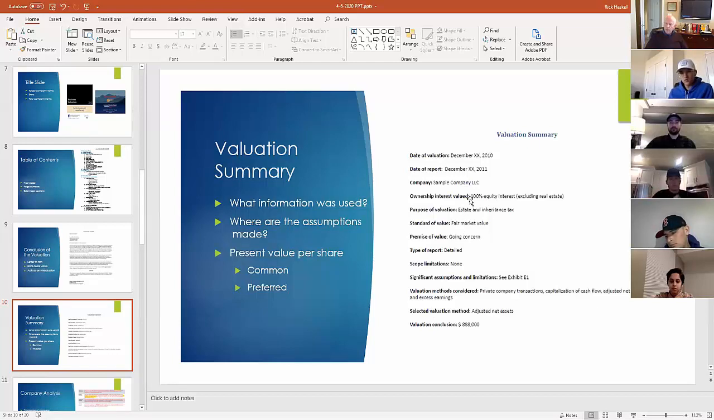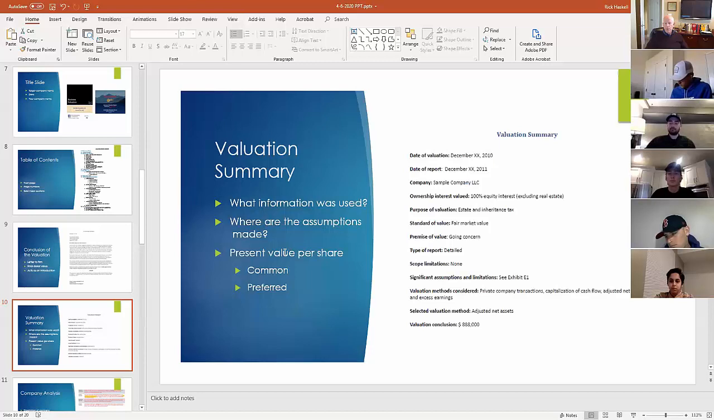We're going to think about, where are we representing ownership? What valuation methods do we do? This is an uber high level executive summary, if you will. Not a lot of detail, just big bullet points, but cover all of these points. But I also want you to cover the present value per share of the common and the present value per share of the preferred.